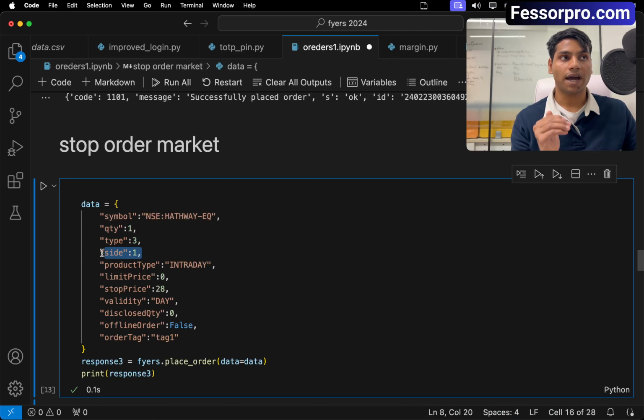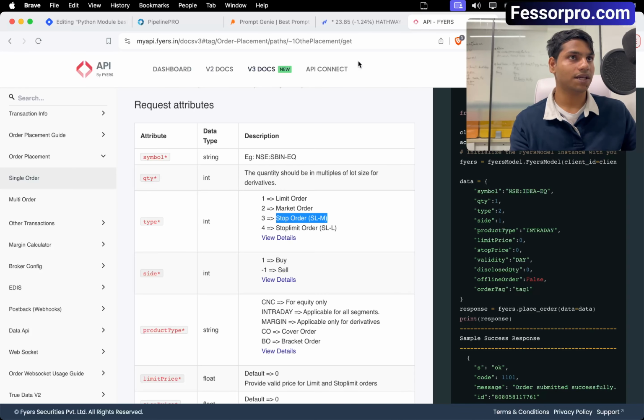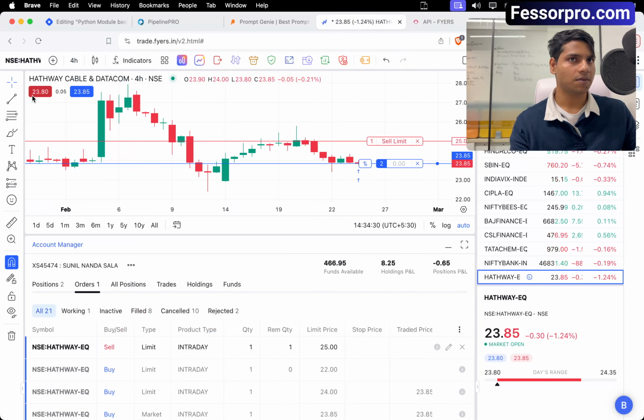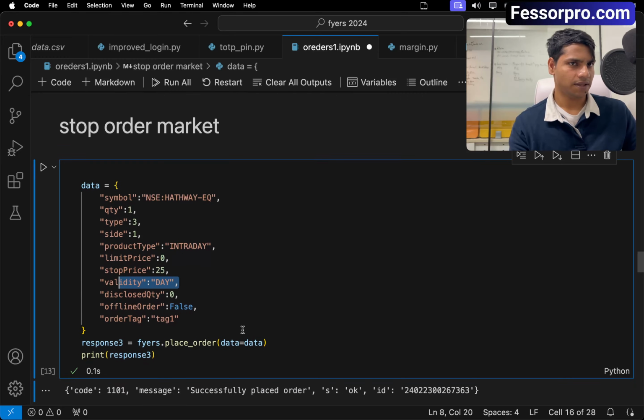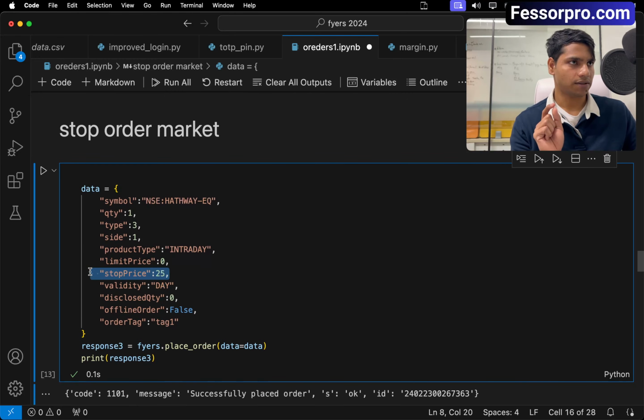Now if I want to buy, should it be greater or lower? It should be greater. Whatever the market price is, it should be greater than the market price. Right now market price is 23, so it should be greater than that. Let's say I'll have 25. Then product type is intraday. Limit price I don't have to specify because it is SLM. Validity is day and everything will remain the same. The only thing that will change is the stop price. If it's a buy, it should be greater than the market price.